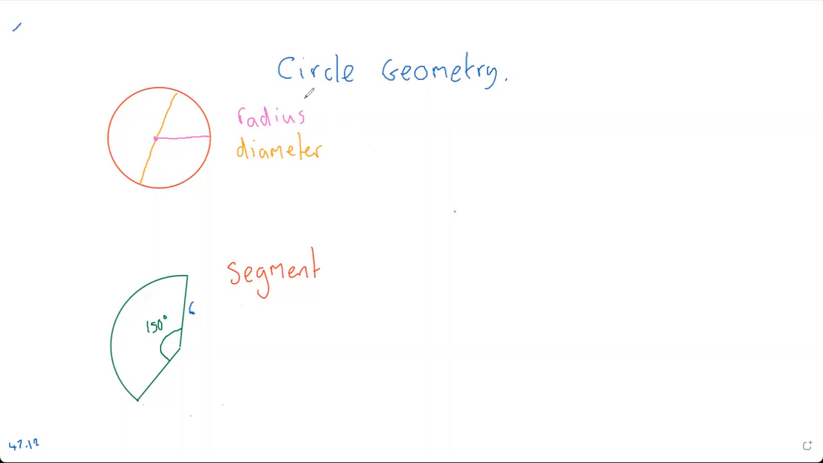This time we're going through circle geometry. So here we have a circle, and labelled is the radius in pink, which is a straight line which goes from the centre of the circle to the edge, and then the diameter in orange, which is double the length of the radius, but goes from one side of the circle all the way to the other, passing through the middle. Now, a couple of formulas for circles.